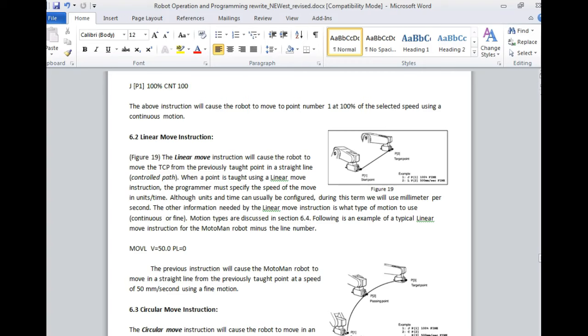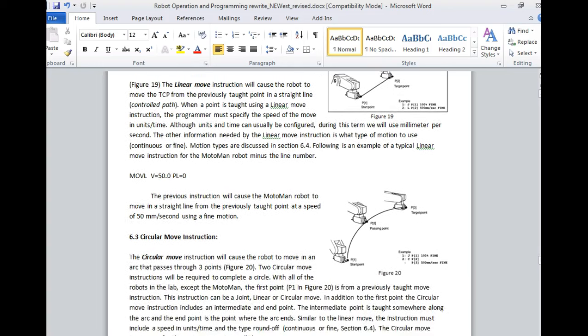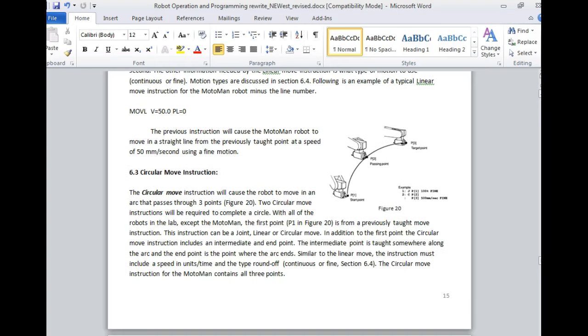Now the last move that all these robots support is what we call a circular move. It says the circular move instruction causes the robot to move in an arc that passes through 3 points. And who defines the 3 points? You're the programmer, right? You define the 3 points. So we have a start point, which they're calling point 1 here. Then we have an intermediate point, which is along the arc, and then we have an end point.